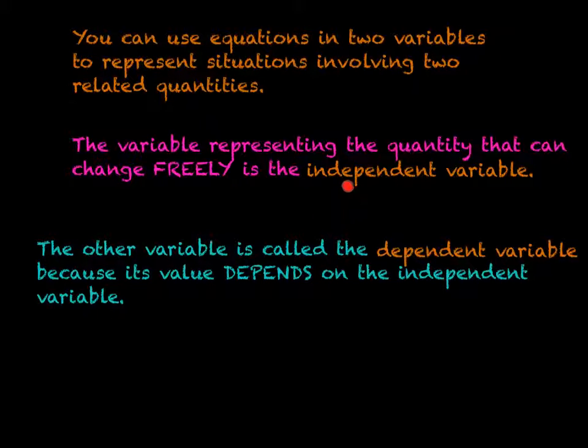You're independent. So that means it changes freely. The other variable is called the dependent variable. This means you're dependent on somebody.